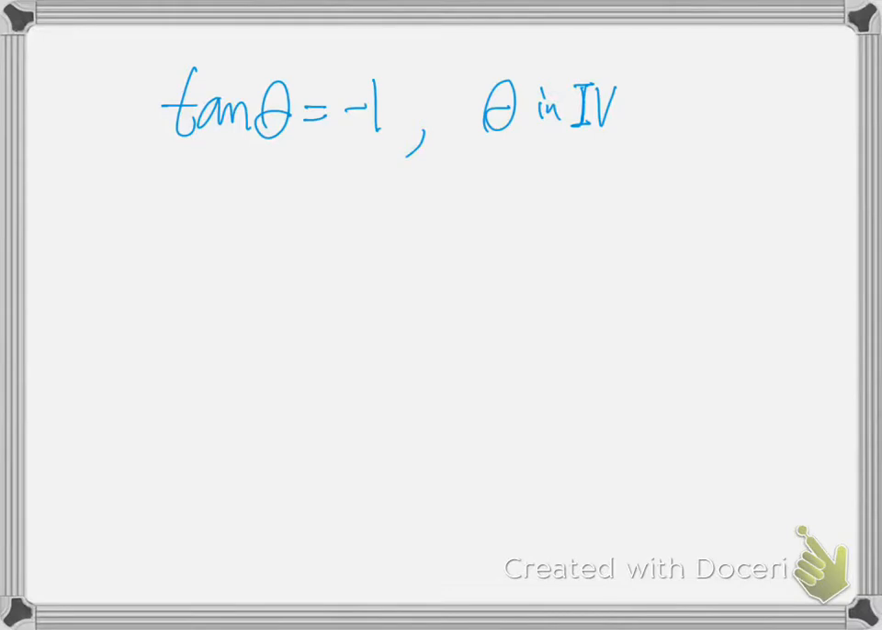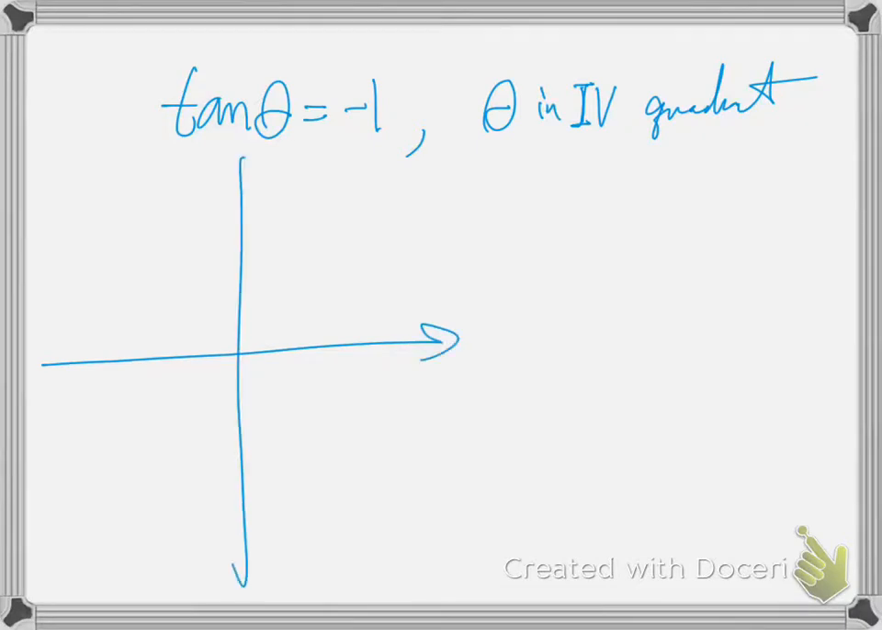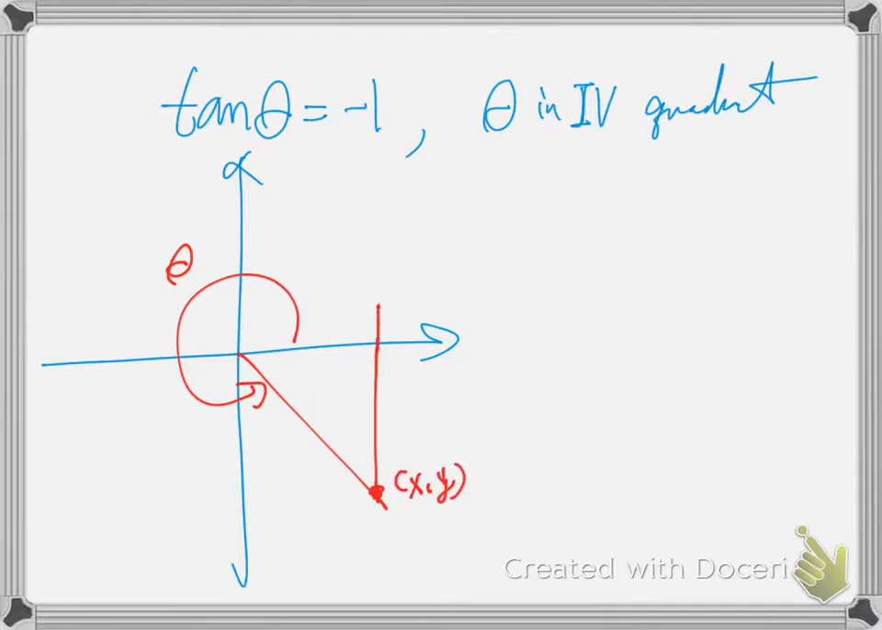Theta in the fourth quadrant. Okay, so let's draw the picture. So the angle is here. That's our theta in the fourth quadrant. And this is the right triangle. We choose this point x, y, and then we draw a vertical line to make the right triangle. So this is x, this is y, this is r. Okay, so x, y, r is the right triangle.